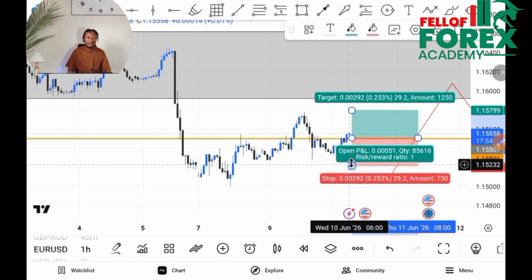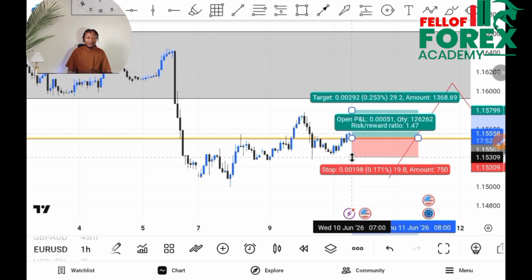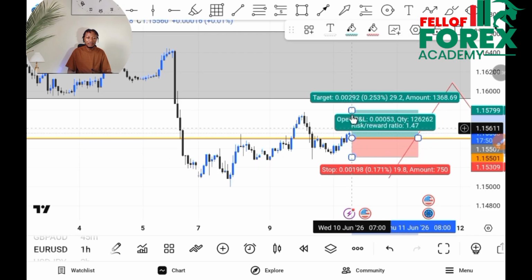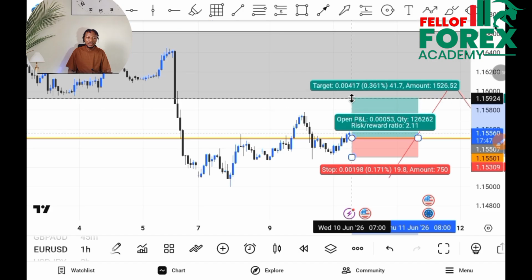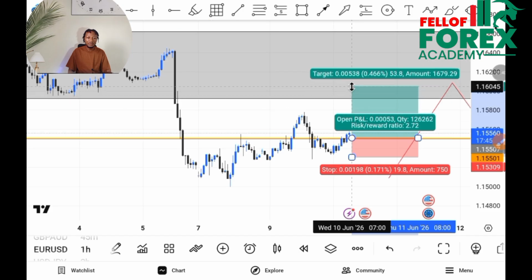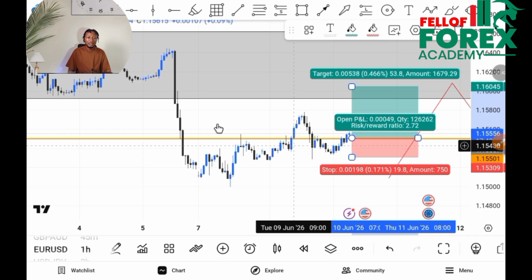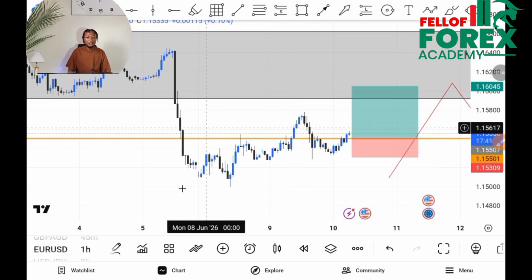If price can give us a buy around there, we have a tight stop loss, a 20 pip stop loss, targeting 1 to 2.5, okay? So that's exactly what we see on Euro.